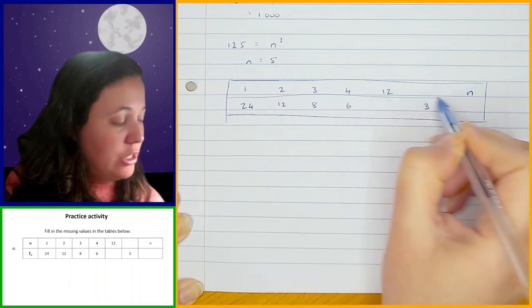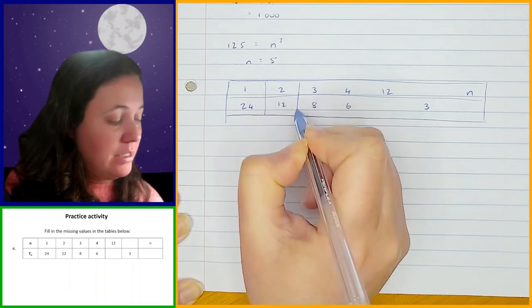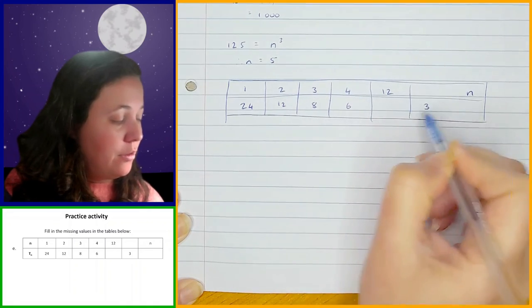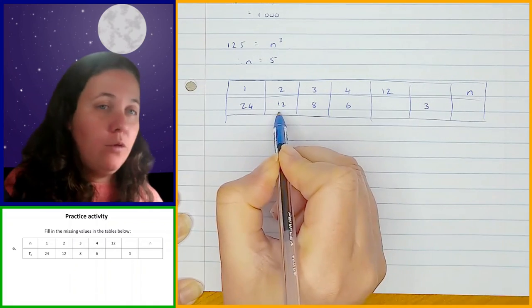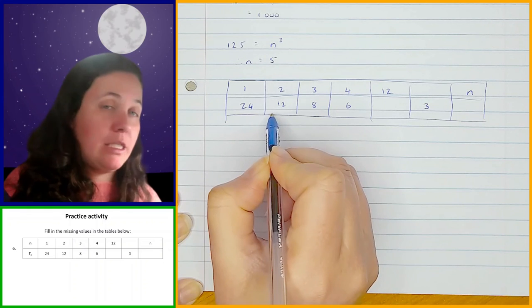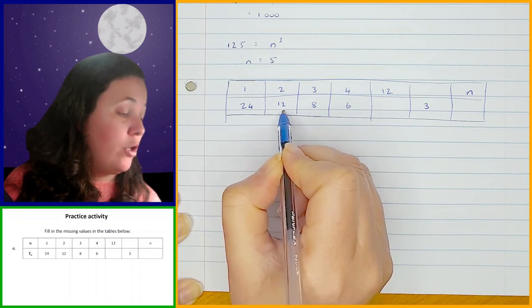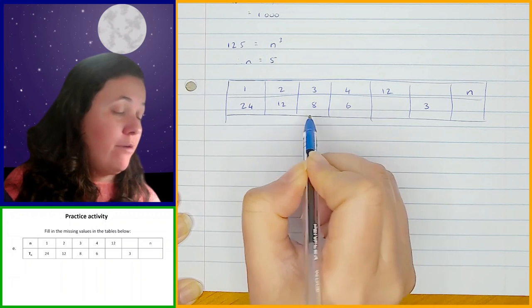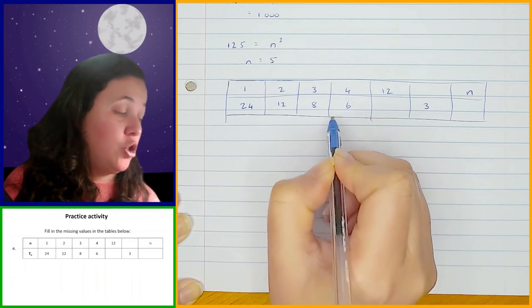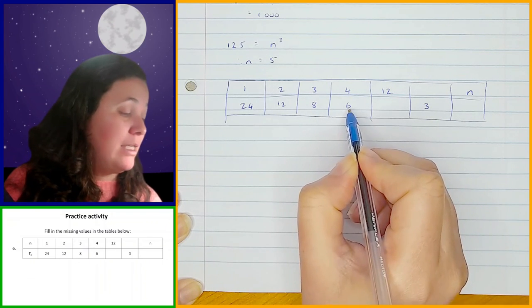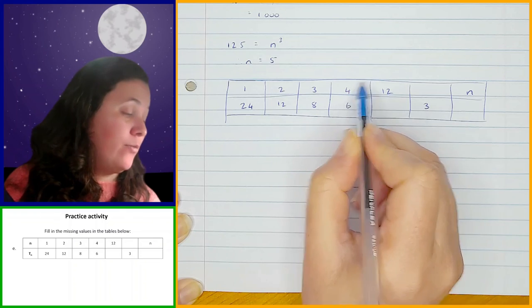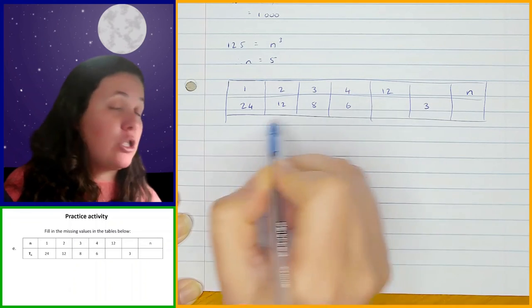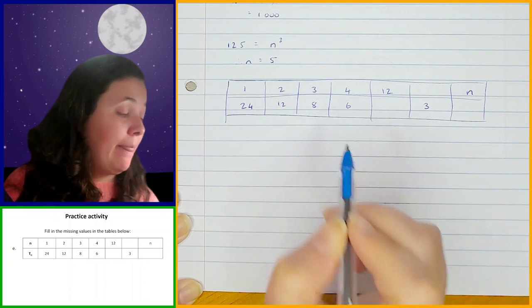Because if you look at it, you find that there's no constant difference. If I go from 24 to 12, I'm subtracting 12. Then we go from 12 to 8, I'm subtracting 4. If I go from 8 to 6, I'm subtracting 2. So there's no constant difference.